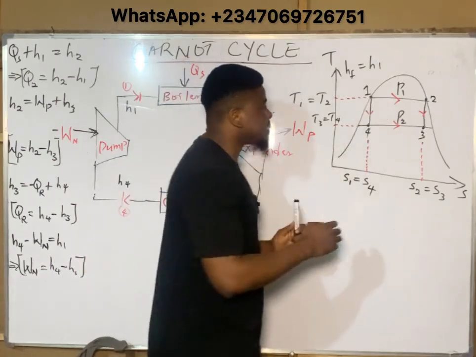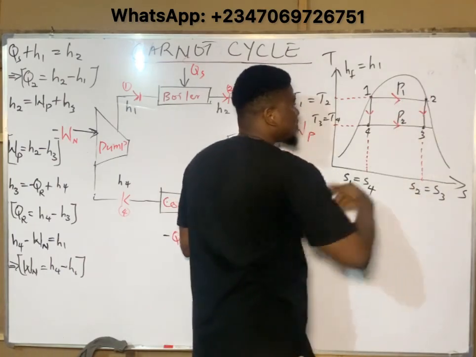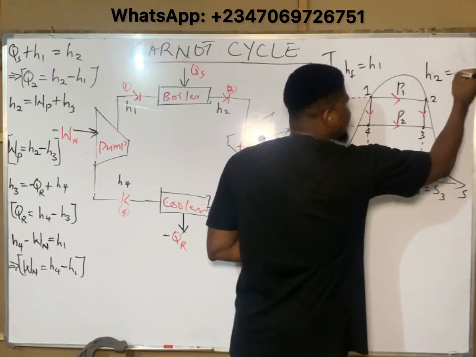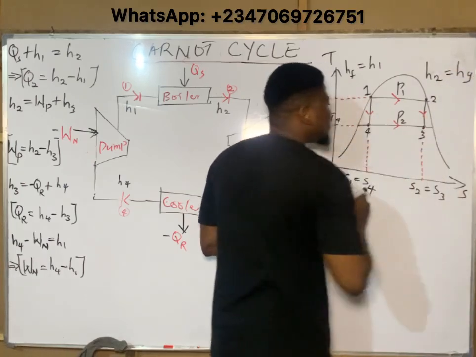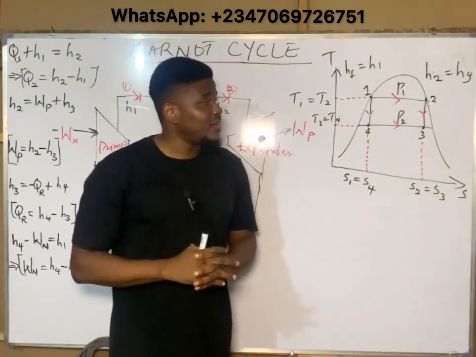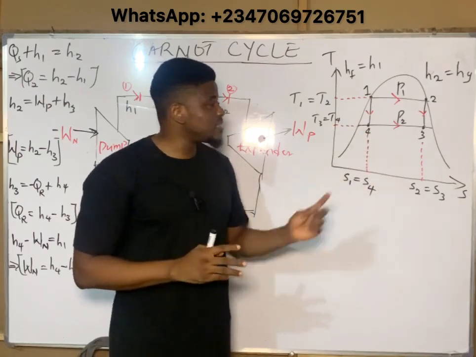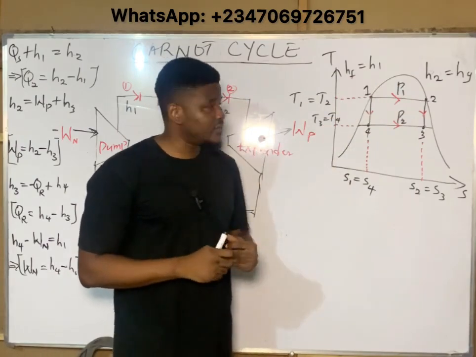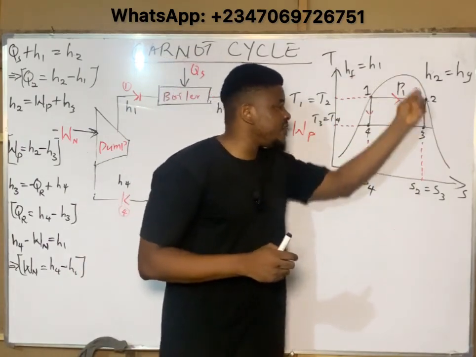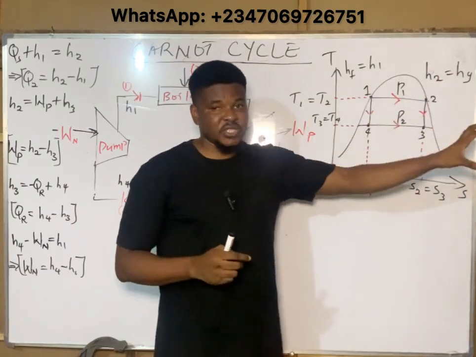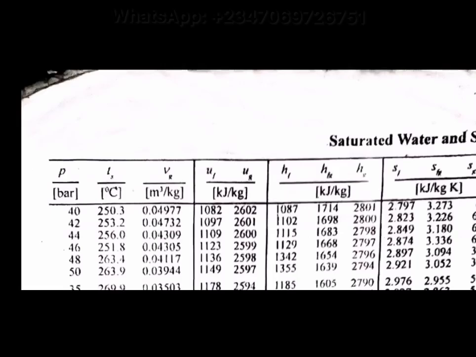This also implies that since state 2 is directly on the vapor line, my H2 is going to be equal to Hg. G there stands for gas, F stands for fluid. So everything on this line is fluid or liquid. So H1 equals HF. Similarly, since state 2 is directly on the vapor line, it means it is gaseous. So H2 is equal to Hg at this given pressure.